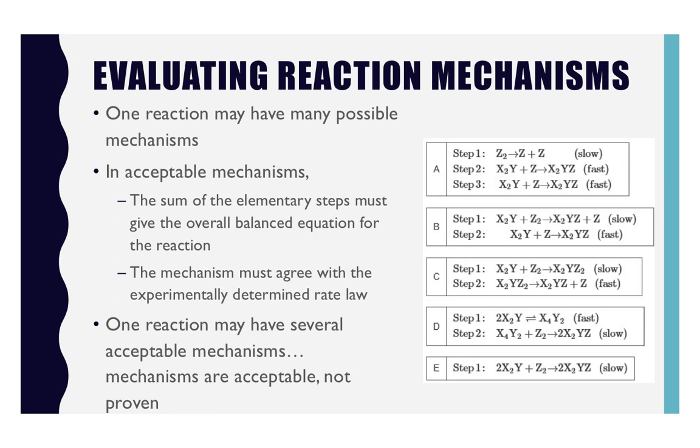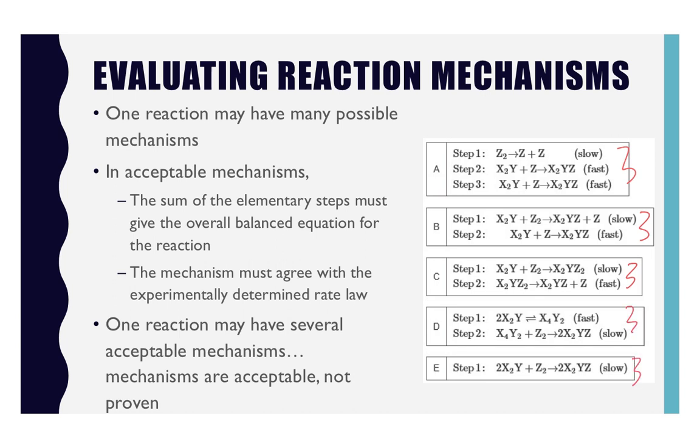And when scientists try to figure out how a reaction happens, there are lots of different ways that reactions could possibly happen. If you look over here on the side, there's a whole bunch of different pathways that get us from the chemicals X2 and Z2 all the way to X2YZ. All right, and so you'll see that there's a whole bunch of different possible mechanisms that exist.